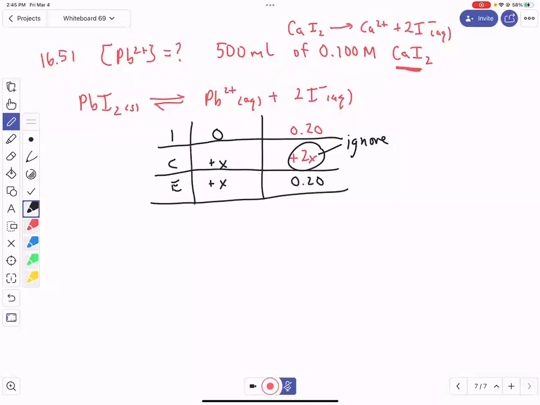Like I said, they give you all this extra information that you don't really need. 500 milliliters, 5 grams of lead iodide. You don't need any of that information. All you need is the calcium iodide and its concentration, and to know how calcium iodide ionizes.